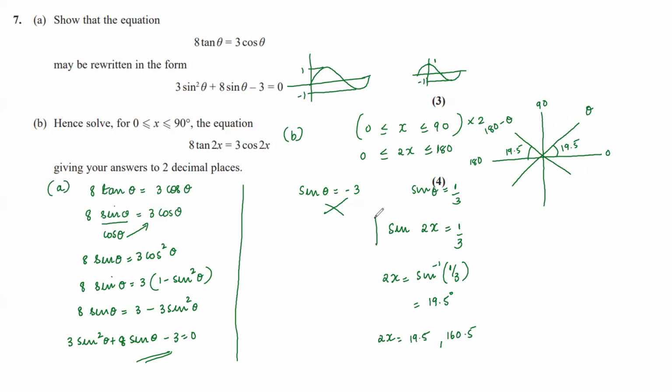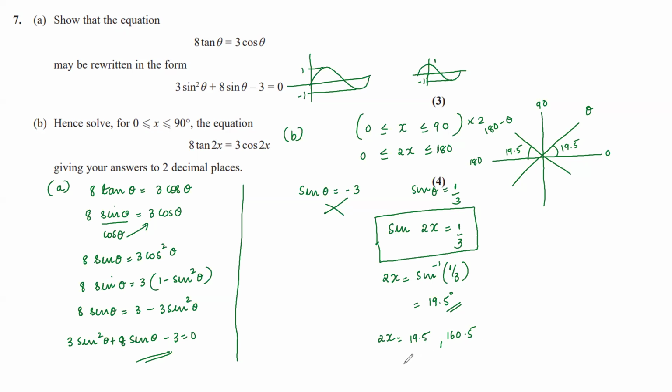So here sine 2x is 1 by 3. The first value we get from the calculator: 2x is equal to sine inverse of 1 by 3, we'll get 19.5. Now we need to see that sine is a positive value. Sine is positive in the first and the second quadrant, and the interval is between 0 and 180, so we just have to consider the first and the second quadrant. In the first quadrant, the angle representation is theta, that is 19.5 itself. In the second quadrant, it is 180 minus theta, that is 180 minus 19.5, which will give us 160.5.